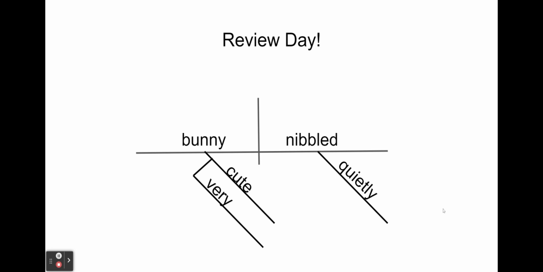Then we had one more word in this sentence. Did you remember the a? Right? That article. Remember, a and the are articles that are noun markers, meaning they mark that a noun is coming up in the sentence. So they get diagrammed under the noun that's coming up in the sentence after that article.